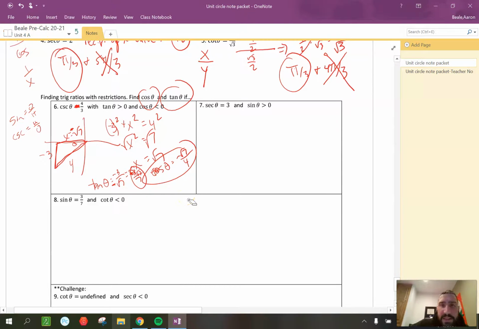Okay. Secant of theta is 3. Sine is greater than 0. Sine is greater than 0 in 2 spots, so we're going to have to be careful about this one. It's in first quadrant and second quadrant. But secant is positive 3. So let's think about this. Secant is related to cosine, and cosine is adjacent over hypotenuse. So if we were to do hypotenuse over adjacent for secant, we get 3 over 1.